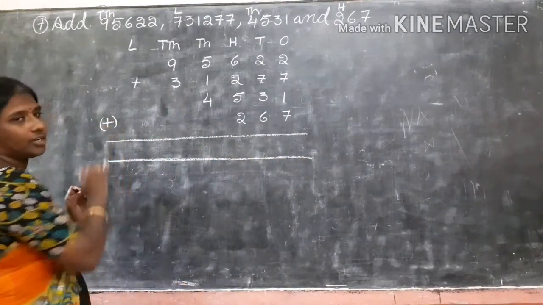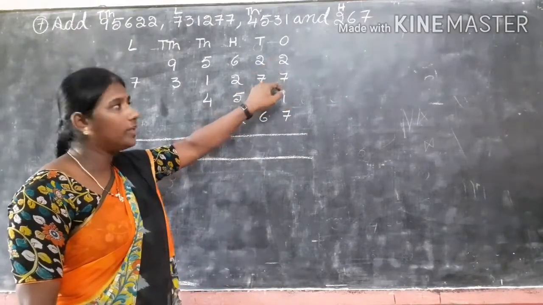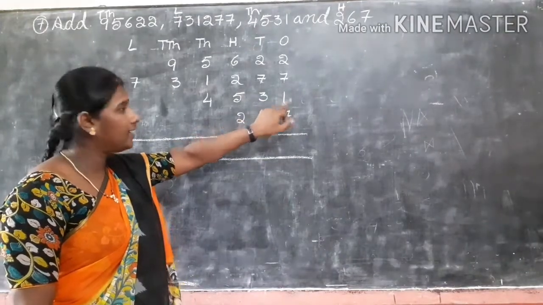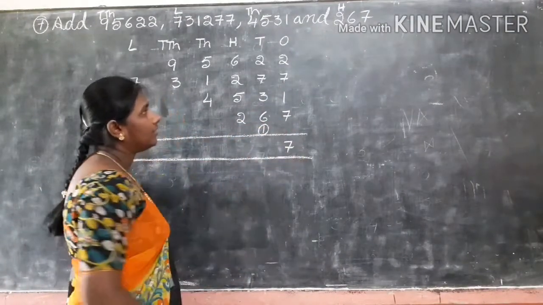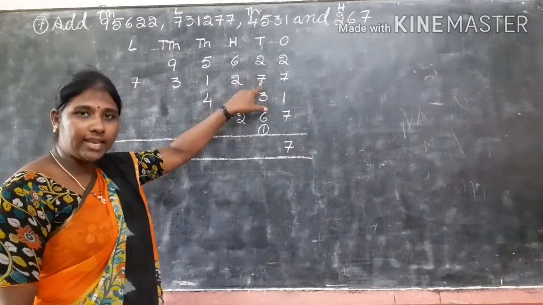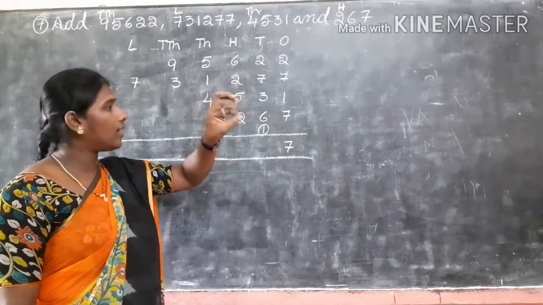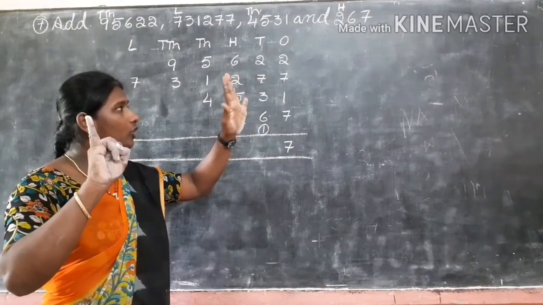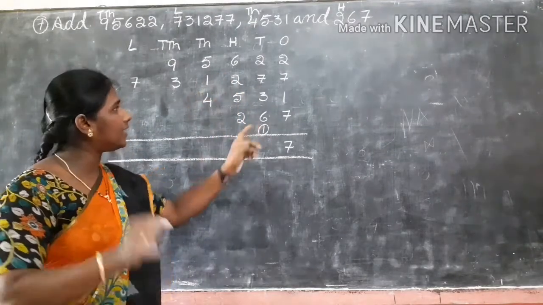Do the addition. Here first 2 plus 7, easy you know. 2 plus 7, how much? 9. 9 plus 1, 10. 10 plus 7, 17. Next, 2 plus 7, 9. 9 plus 3, 10, 11, 12. Again take 6 fingers. 12: 13, 14, 15, 16, 17, 18. 18 plus 1, 19.